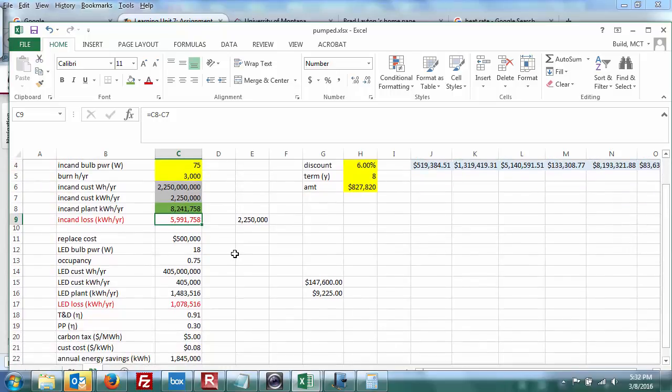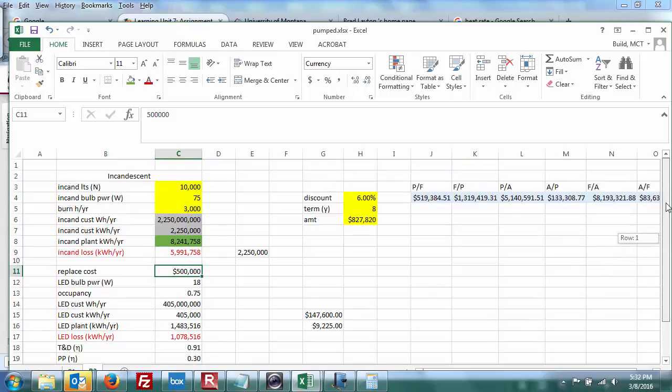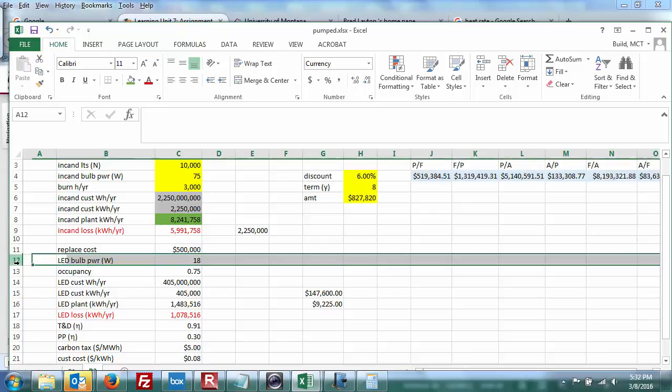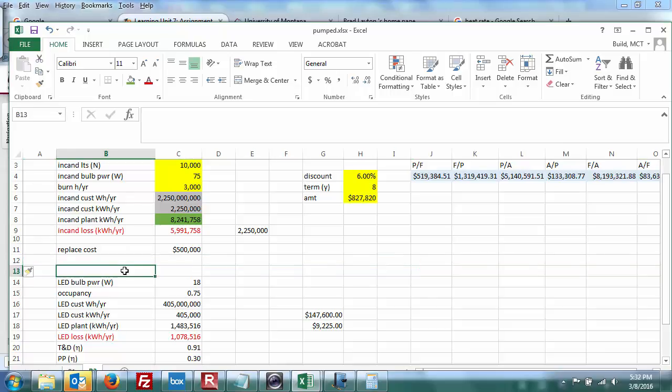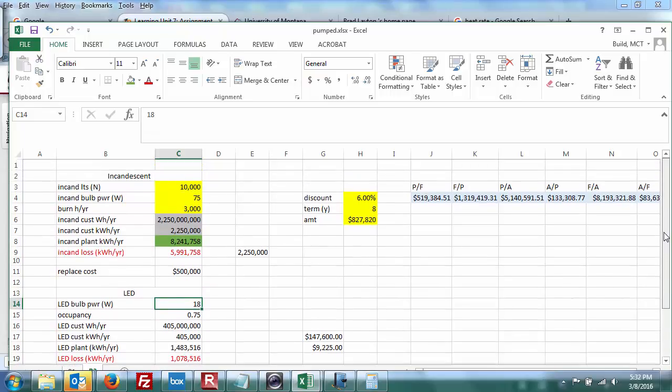Okay, but now we're going to come in with our 500K, and let's just put this guy in here. Insert, Control Y, and then this is going to be LED. Center, merge and center, cool. LEDs are run at 18 watts. Now I didn't put an occupancy up top, but it's 100%, so it's just multiplying by 1, so we don't have to necessarily bother with that.